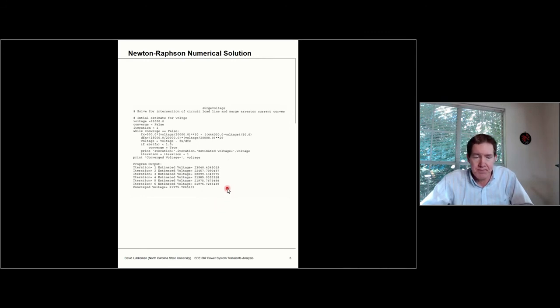Next, I'll show some examples of how we can do some of this analysis in PSCAD, because obviously it gets time consuming to work these sorts of problems by hand when we have these nonlinear characteristics for surge arrestors.